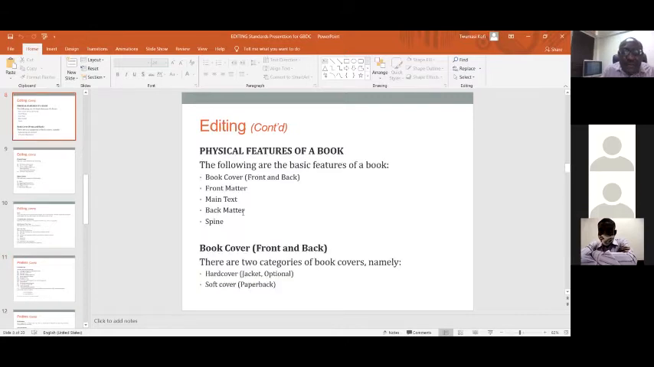Now, if we talk about book cover, there are two categories of book covers. We have the hard cover and the soft cover. The hard cover can have a jacket, and this is optional. It is not compulsory that every hard cover should have a jacket. There are situations where you have even the jacket built into the cover. There are variations as far as book covers are concerned.